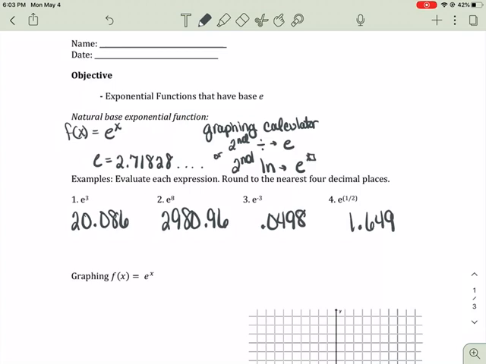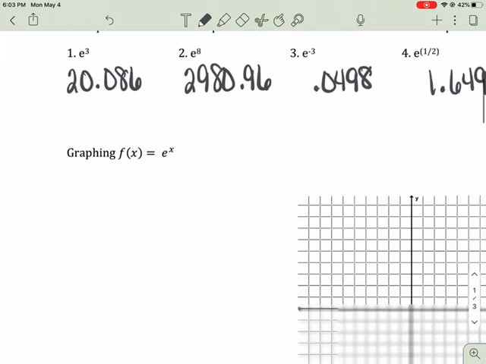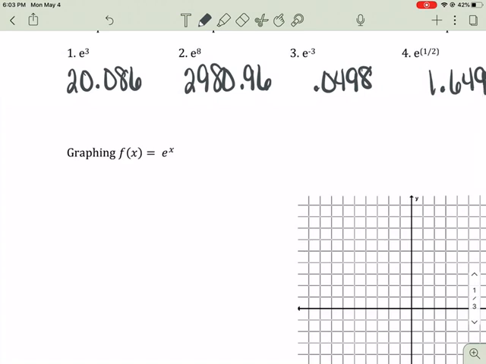And keep in mind, most calculators, and it doesn't have to be a graphing calculator, will have e to some power. All right, so let's graph it. We've been graphing exponentials by using the x's as -1, 0, and 1. So let's do that.